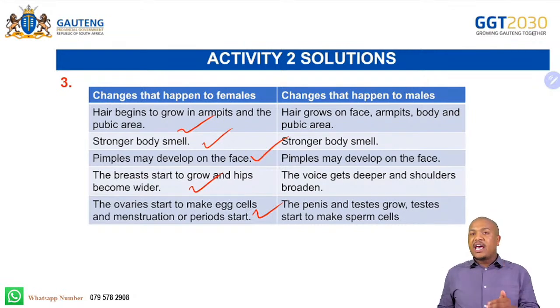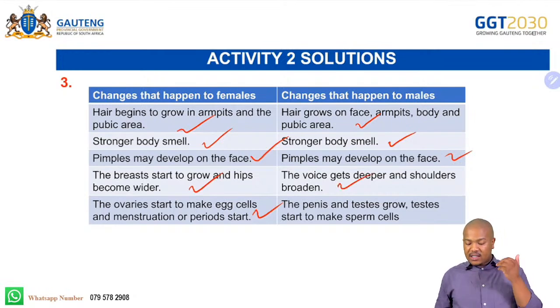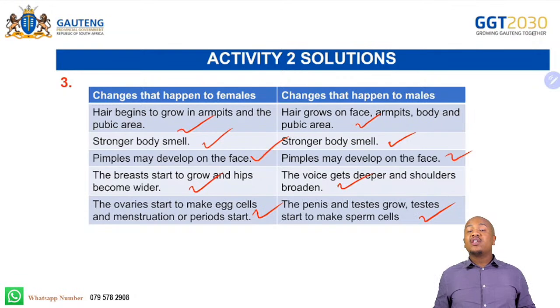Then the changes that happen in males: hair grows on the face, armpits, body, and pubic area, a stronger body smell as well. Pimples may develop on the face, the voice gets deeper and shoulders broaden. The penis and the testes grow, and the testes start to make sperm cells. Now I'm going to give you about 2 minutes to copy down this table and the corrections.